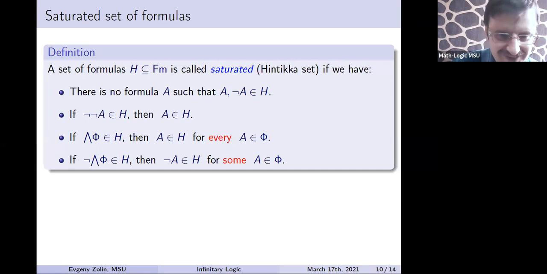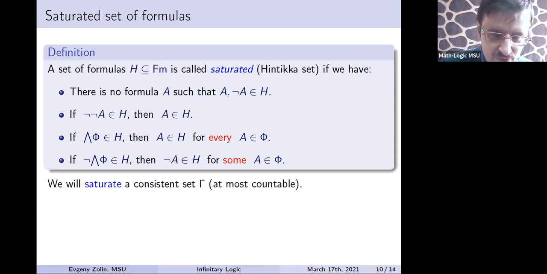We could introduce disjunction in our language and add some new axioms, but we can do the following. If negation of conjunction phi is in H, so this is something like a disjunction, then we must have at least one disjunct. But in this case, a disjunct is just some formula A. So if disjunction is in H, then some formula from the disjunction is in H. But we formulate this in this negated form because we do not have disjunction.